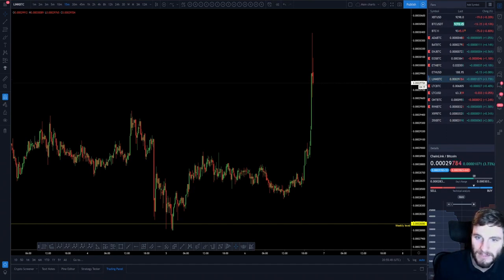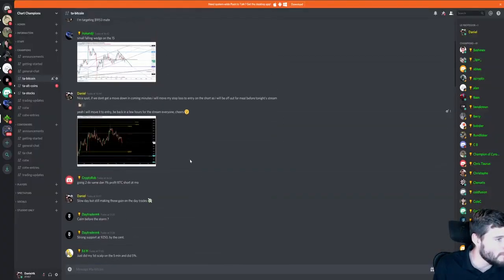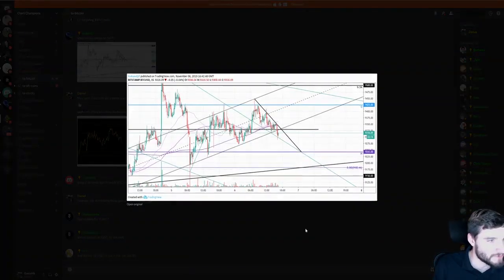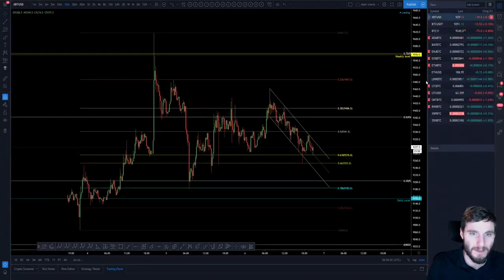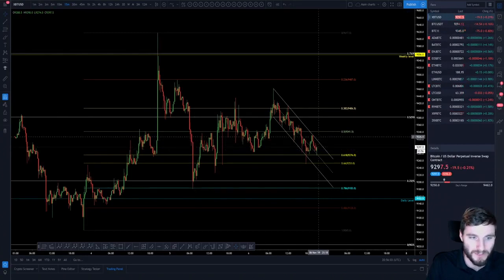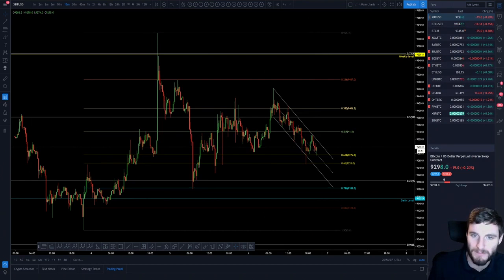Oh, the DM's not come in yet. I have a feeling you posted it in the chat earlier. Oh, there. Forwarding wedge on the 15. So you're looking at it like this. To be honest, you could argue that it's there, but I wouldn't be looking to buy it myself until it claims 330.